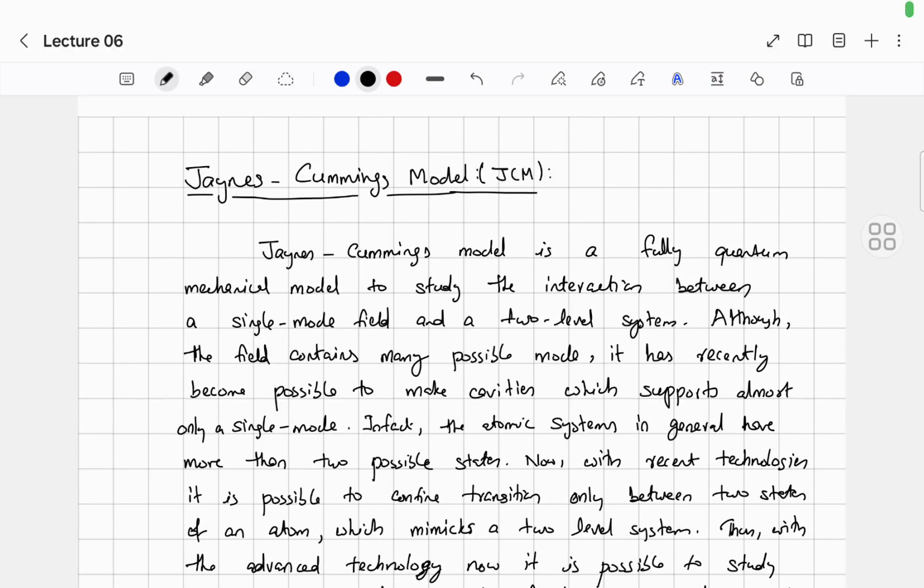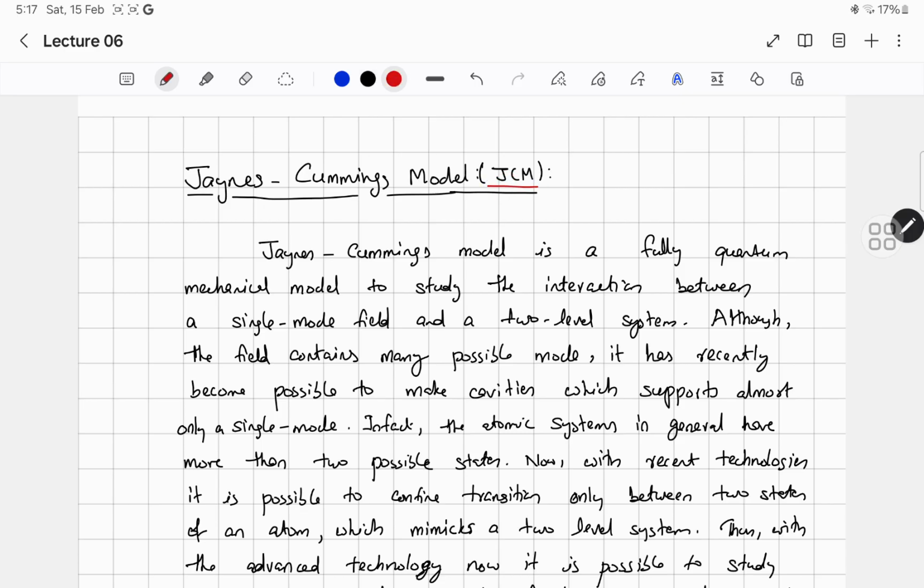Hello, welcome back to the discussion on quantum optics. So today we are going to discuss a very simple model to describe the atom-field interaction quantum mechanically. This model is particularly known as the Jaynes-Cummings model, and in short it is called JCM.